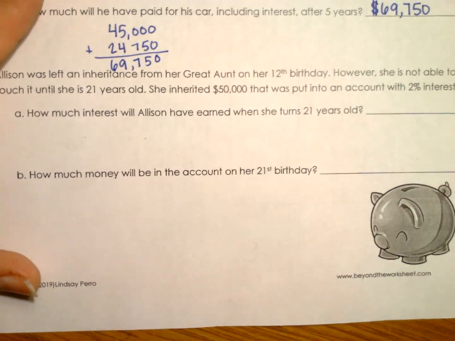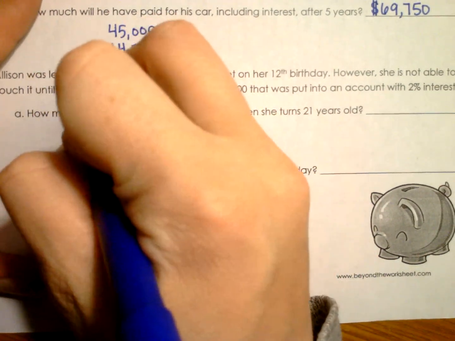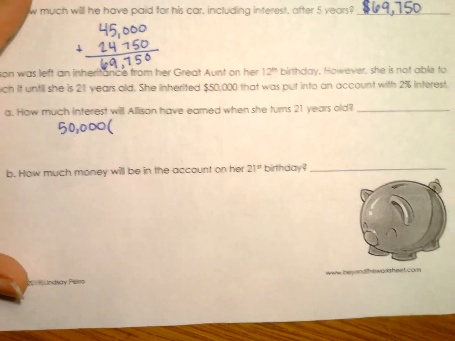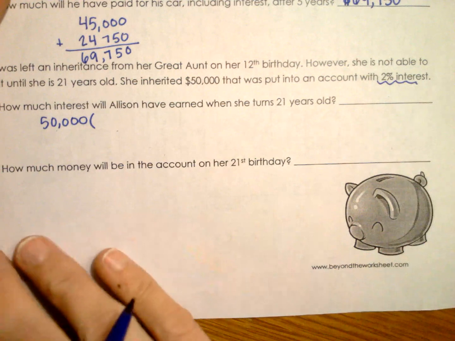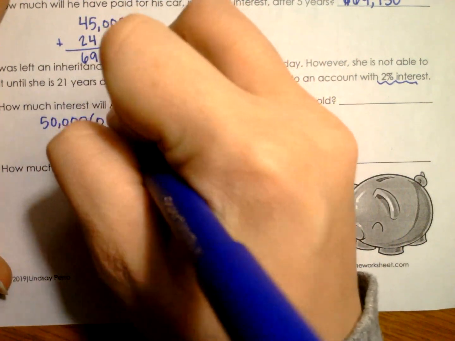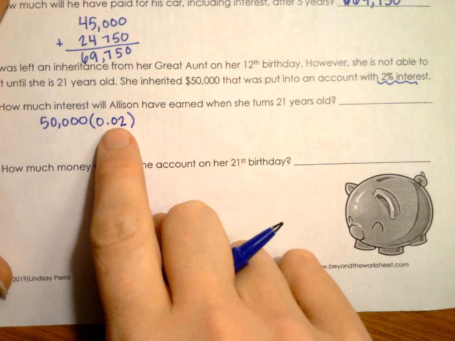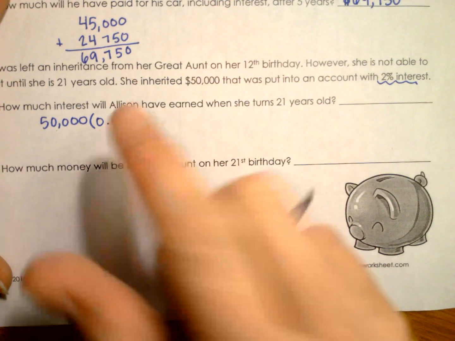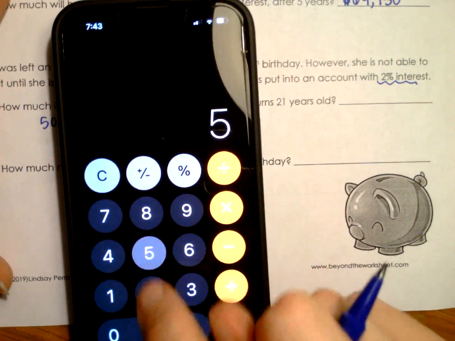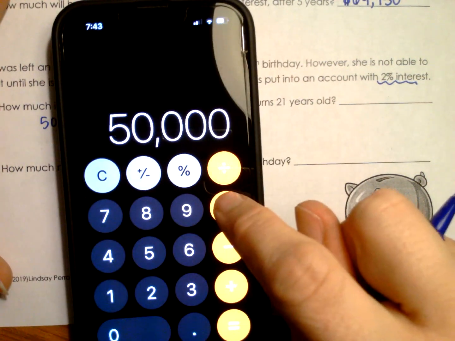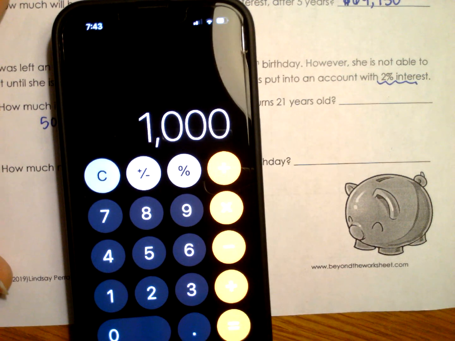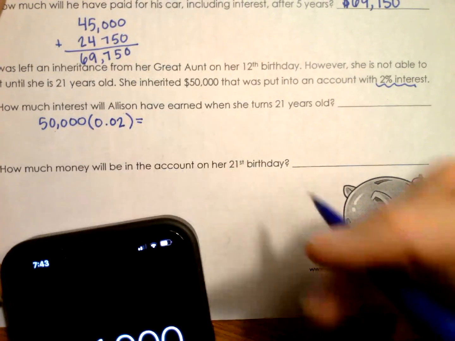So she has $50,000. Every year, it's a 2% interest. So 2% as a decimal, I move the decimal 2 places, I end up with 2/100ths. So 50,000 times 2% is $1,000.